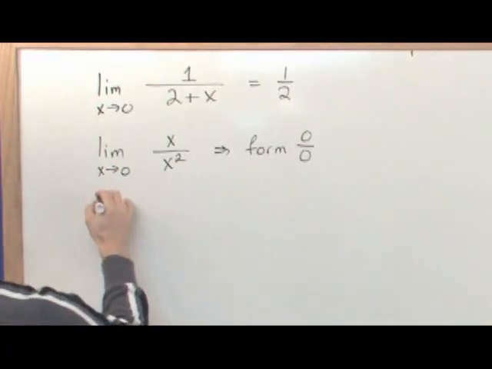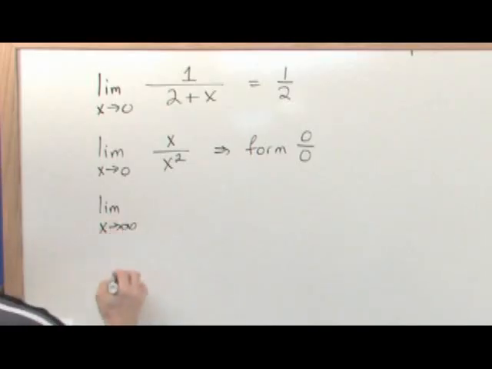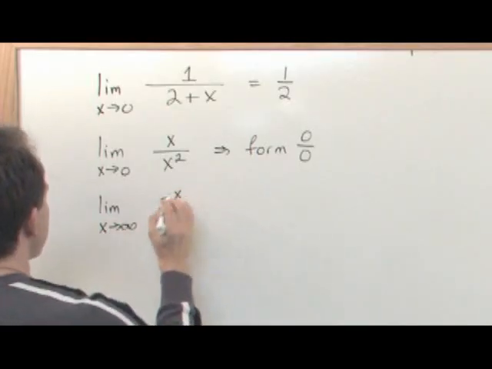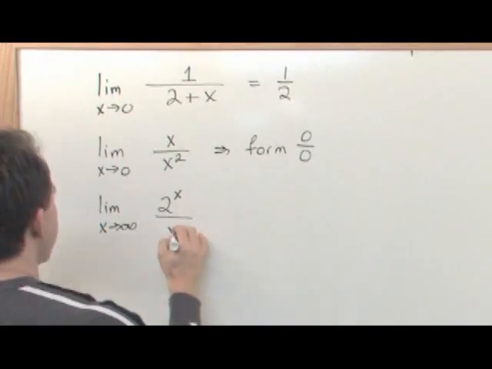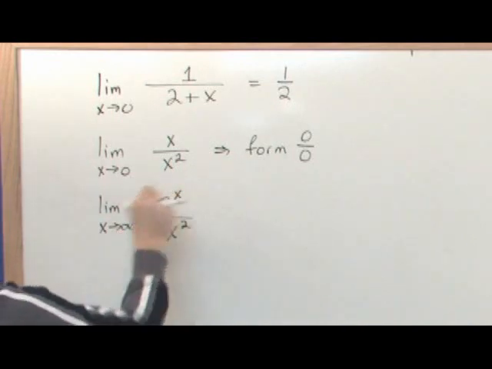Let me ask you one more question. What is the limit as x approaches infinity of 2 to the power of x over x squared, okay? So, again, what you want to do is you want to take infinity, because x is approaching infinity, plug it in here.